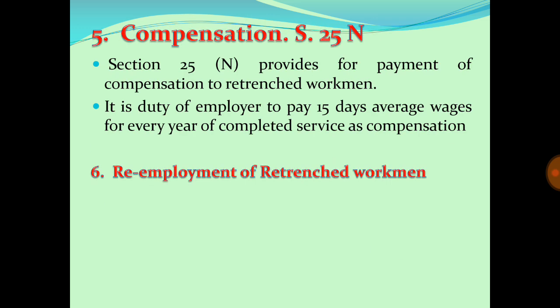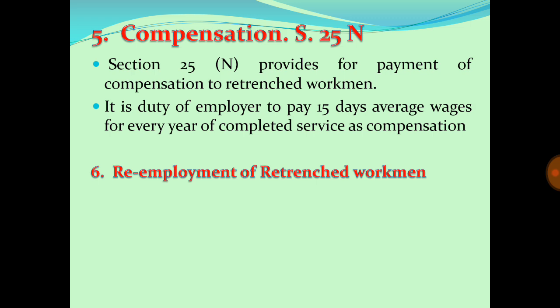Then we must see what is the provision relating to compensation. When any employer obtains the permission for the retrenchment, then he shall pay compensation to every workman whom he is going to retrench, and that compensation shall be paid as per the provision of section 25N. According to this provision, it is the responsibility of the employer to pay 15 days average wages for every year of completed service, and this is the compensation.